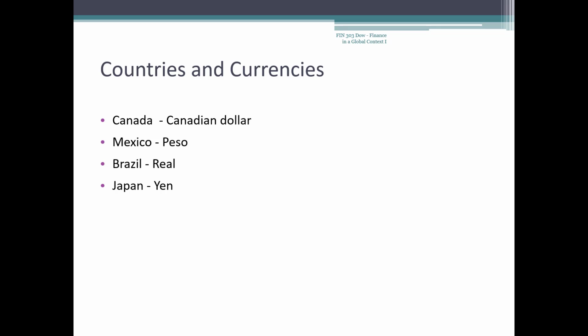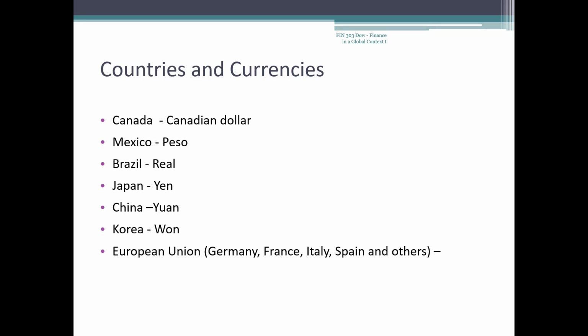Most countries have their own currency. Sometimes a group of countries will use the same currency, such as the countries of the European Union. For the purposes of this class, you need to know the currencies associated with the following countries: Canada and the Canadian dollar, Mexico and the peso, Brazil and the real, Japan and the yen, China and yuan, Korea and the won, and the European Union, here including Germany, France, Italy, Spain, and others, using the euro, and the United Kingdom and the pound.